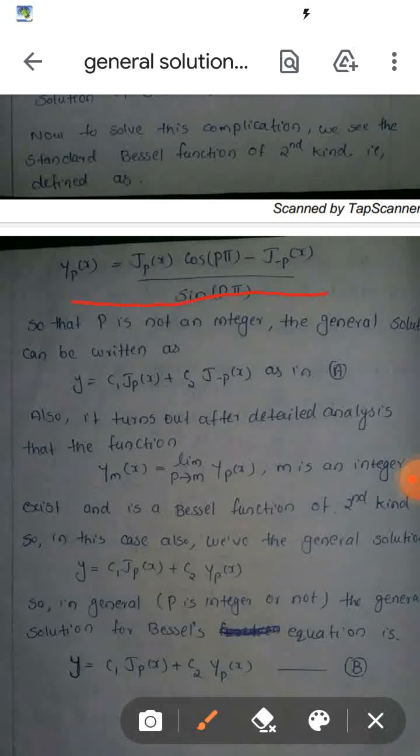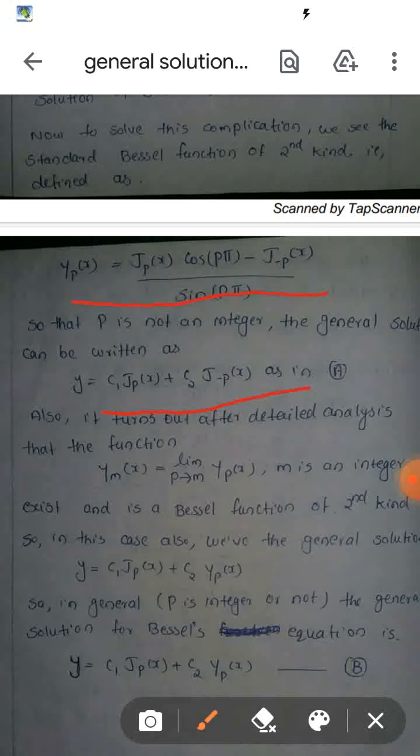Then the general solution can be written as y equal to c1 Jp of x plus c2 J minus p of x. Because p is not an integer, the value of p pi is a real number which is less than 1. So we can write y equal to c1 Jp of x plus c2 J minus p of x.